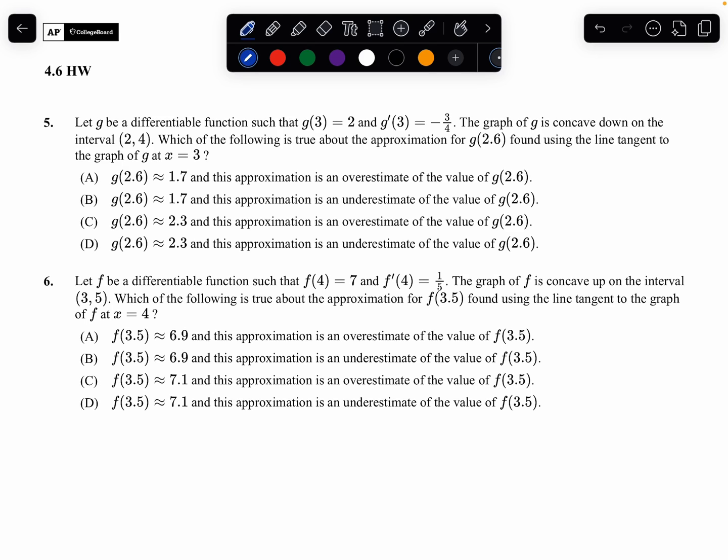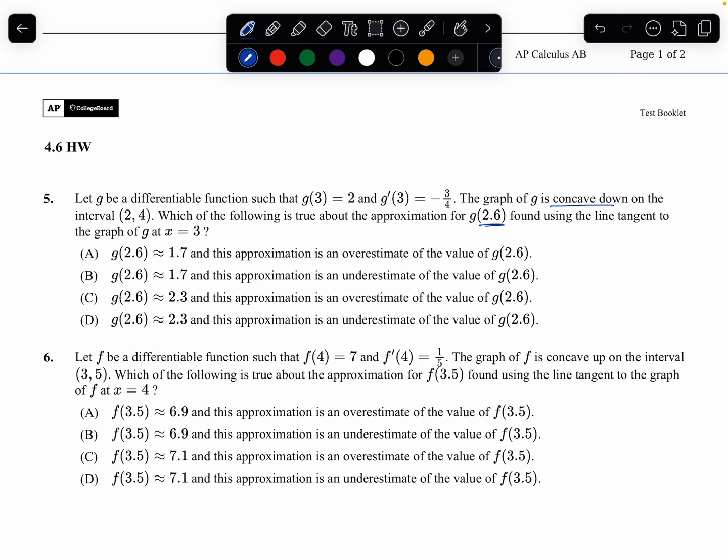For 5, let g be a differentiable function such that g of 3 is equal to 2 and g prime of 3 is equal to negative 3/4. The graph of g is concave down on the interval from 2 to 4. Which of the following is true about the approximation of 2.6? So, we have our point right here, (3, 2), and we know the slope, so we can say that y minus 2 is equal to negative 3/4, and then x minus 3.